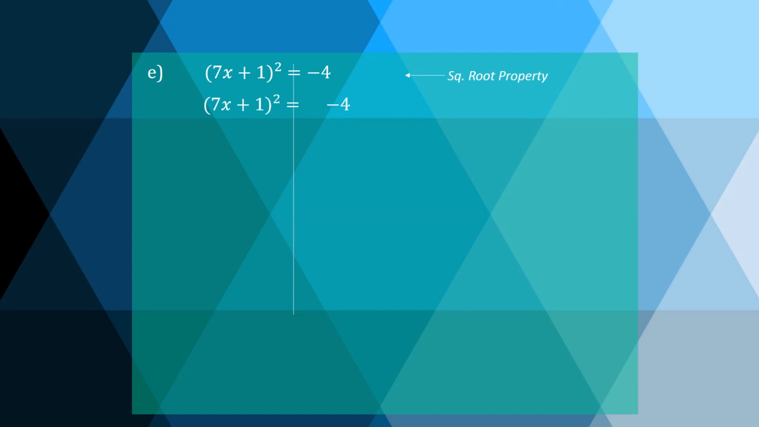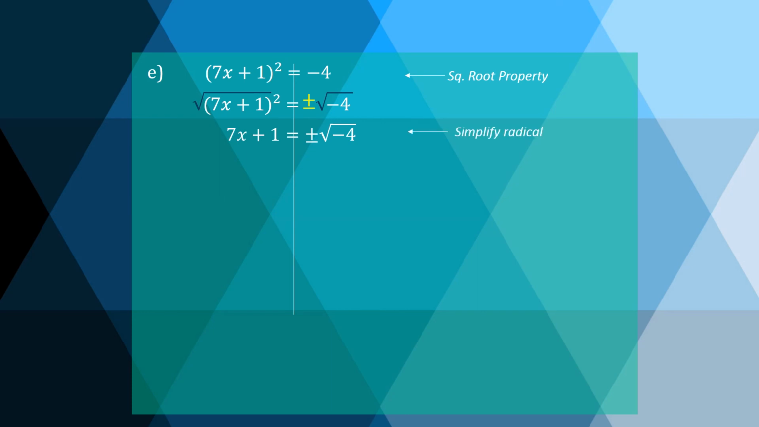So what we do is we take the square root of the left side, the square root of the right side, but don't forget about the plus or minus. So along the left-hand side, the square root and the square undo each other, breaking it free from the radical and exponent. So we now have 7x plus 1 equals plus or minus the square root of negative 4. We're ready to simplify the radical.